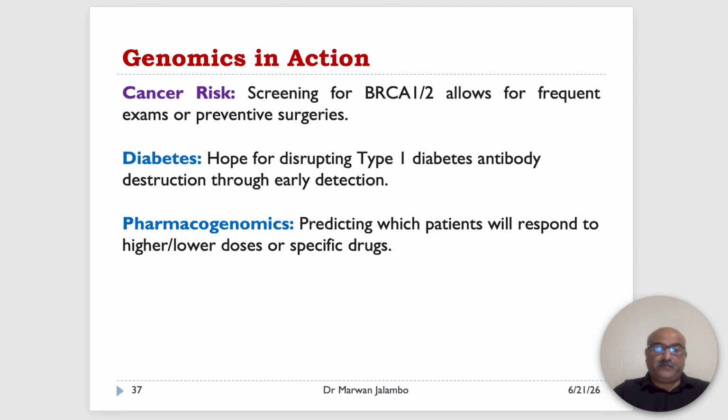In endocrinology, genetic markers provide hope for detecting type 1 diabetes early enough to stop the immune system's attack. And in pharmacogenomics, doctors can test your DNA to predict exactly which blood thinner or antidepressant will work best for your specific biology. Of course, this technology has not stayed in the doctor's office.